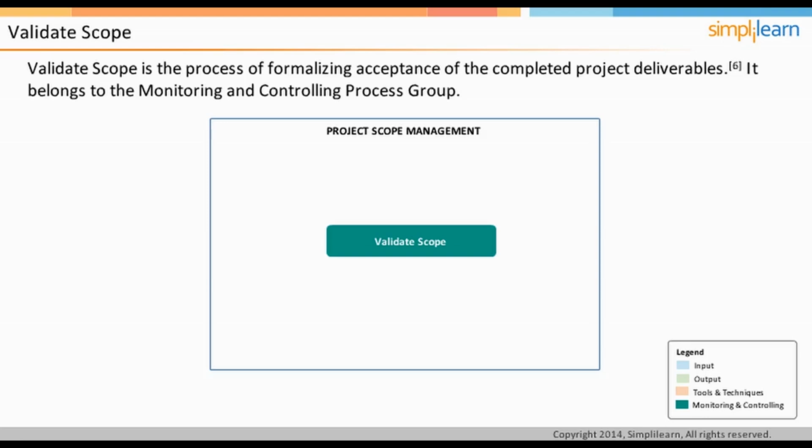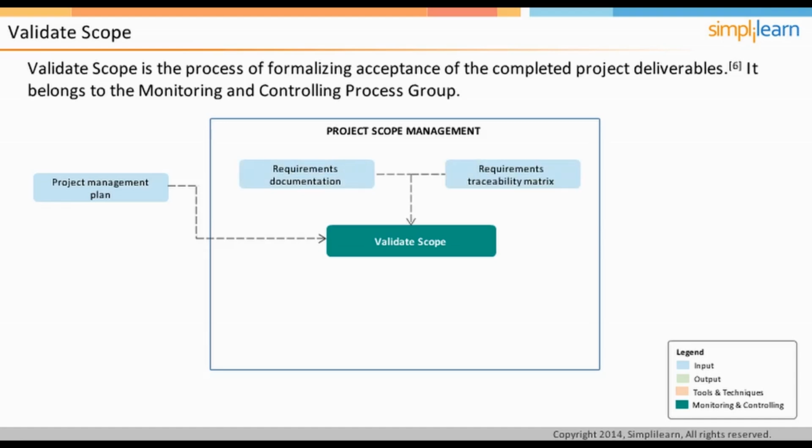Let us look at the inputs to this process. The Project Management Plan provides information about how the deliverables will be validated and accepted by the customer and other stakeholders. The requirements documentation acts as the basis on which the validation activity is to be carried out. The requirements traceability matrix documents how each of the requirements has been implemented and how it can be validated.